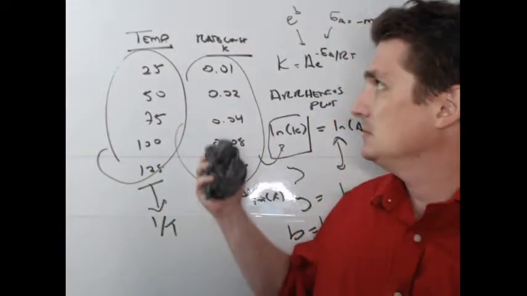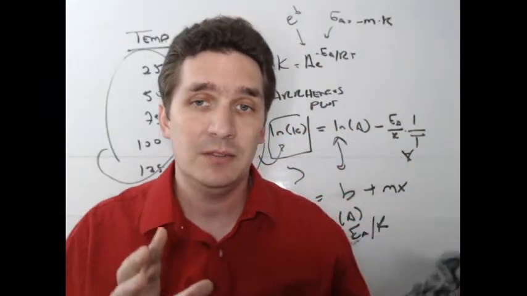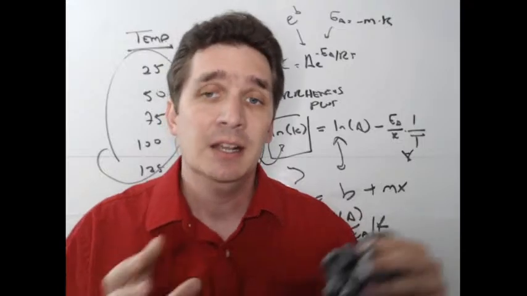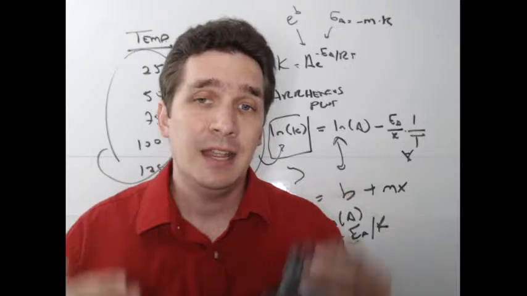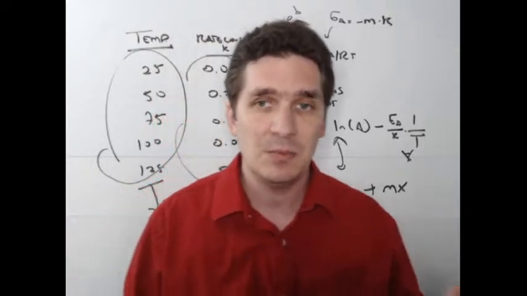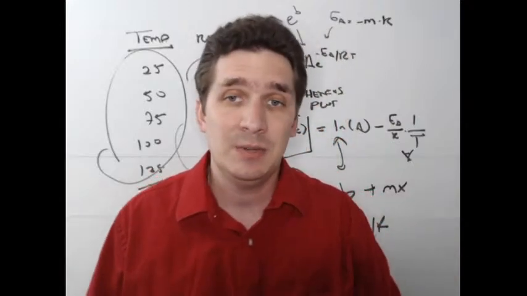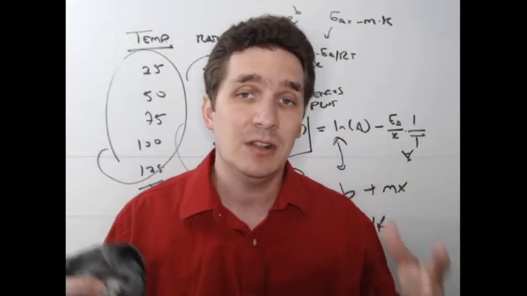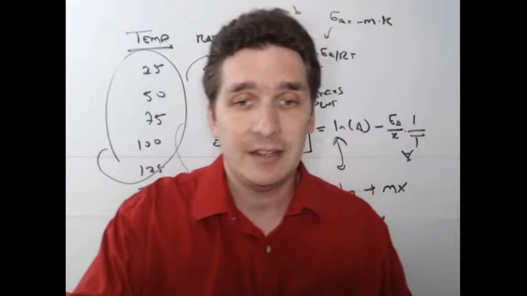But that's how you take tables of K versus temperature, and this is how you convert it to an EA. You convert the data from temperature versus K to 1 over temperature versus ln of K, make a graph, take the slope, multiply by negative R, take the number that you get for the slope and multiply that by negative 0.008314. That will give you the activation barrier, and if you take the exponential of the y-intercept, so e to the y-intercept, that'll give you the pre-exponential factor.